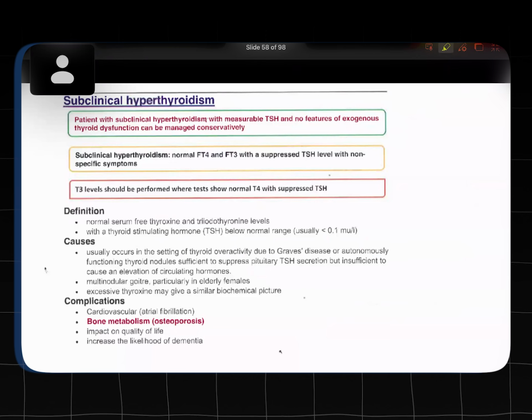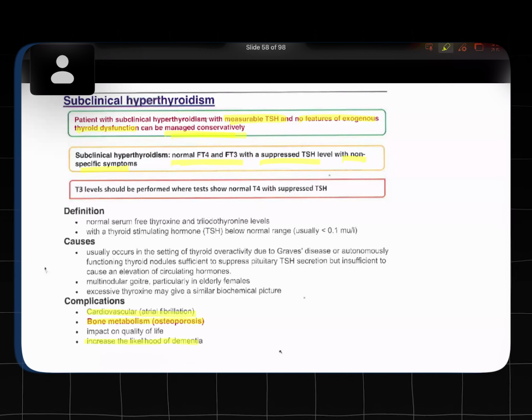What is subclinical hyperthyroidism? Subclinical hypothyroidism is a more clinically relevant phase which we see in our day-to-day practice, but subclinical hyperthyroidism can also occur. There will be a normal FT3, FT4 with a suppressed TSH level, and the symptoms will be non-specific if present. Then it will be called subclinical hyperthyroidism. The main complications are cardiovascular and bone metabolism related to osteoporosis.